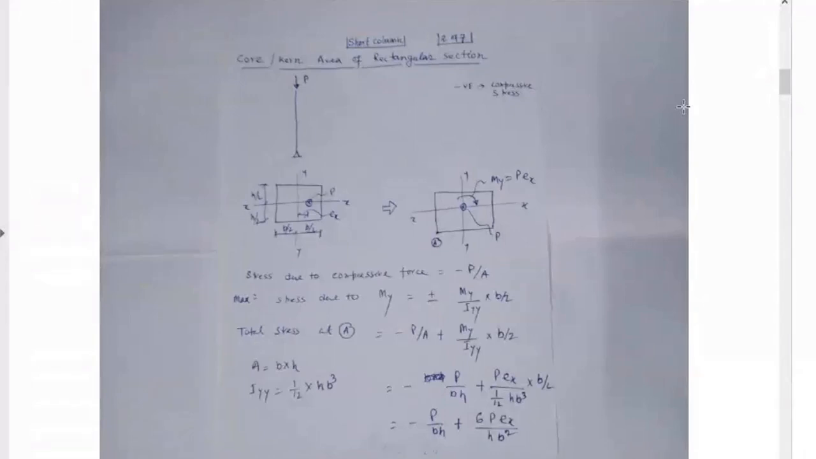Principal axis means the moment of inertia about these two axes is the minimum or the maximum. If it is maximum, then it is called the major principal axis. If it is minimum, this is called the minor principal axis. We consider the reference axes, and the two reference axes are the principal axes.